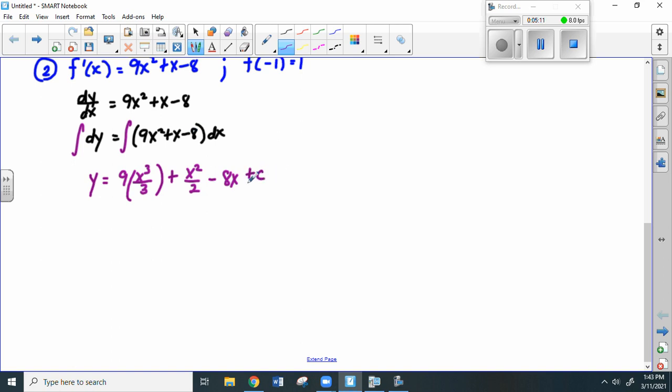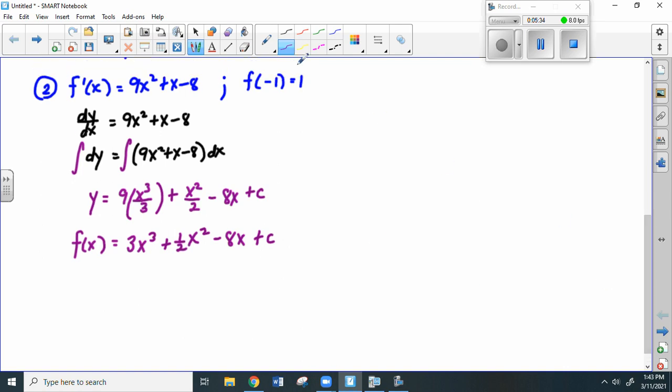Now, what you have to understand is that y is essentially your f of x, because we started with f prime, so now that's your f of x. Then we're going to do a little reducing. I prefer fractions, but you don't have to do that. So now we've got our general solution. Well, we were given another piece of information. We were told that f of negative 1 is 1. So what that means is, if I plug in negative 1 for x, it should equal positive 1.